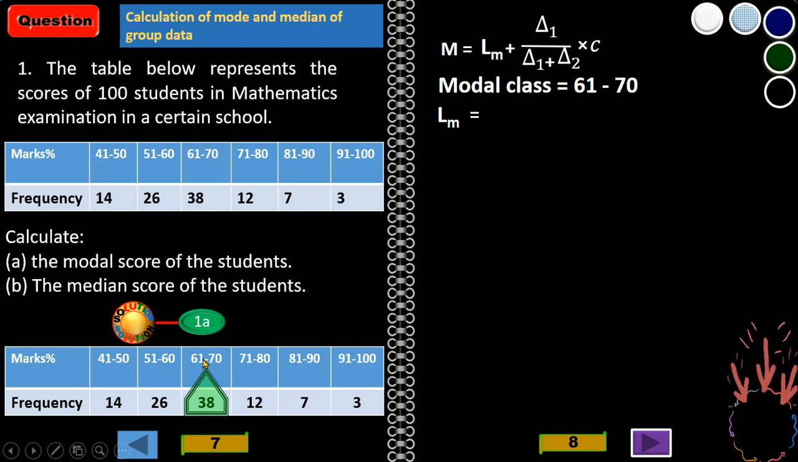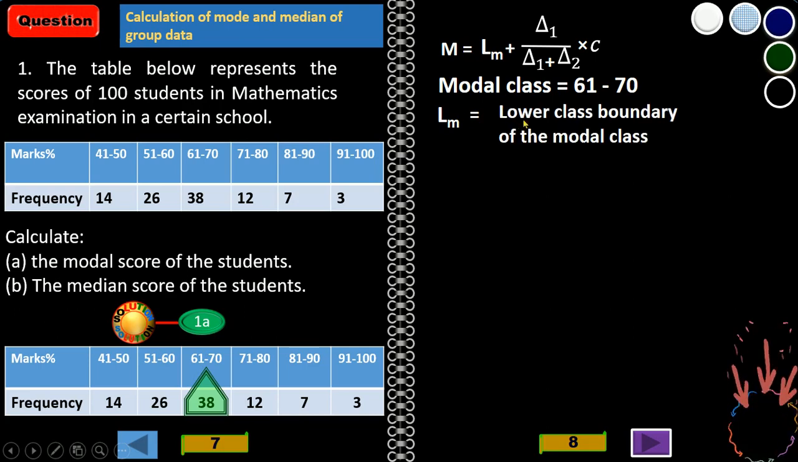Now, in this modal class, the lower class limit is 61. Therefore, the lower class boundary is 60.5. So that will give us 60.5. Just subtract 0.5 from 61.